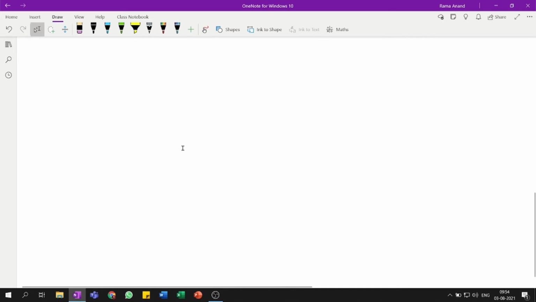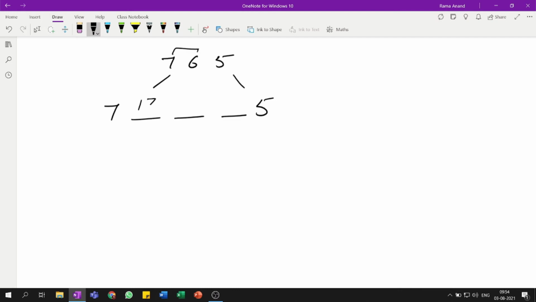How we can try with the carries. So let's take an example, 765. 7 as it is, 5 as it is. In between I am having 3 more digits. 7 plus 6, 13. 7 plus 6 plus 5, 13 plus 5 is 18.